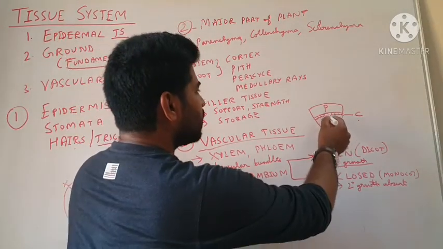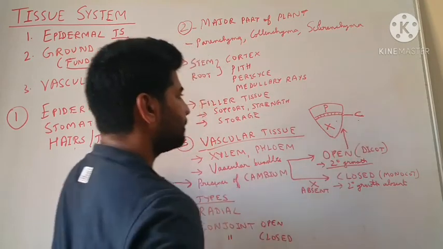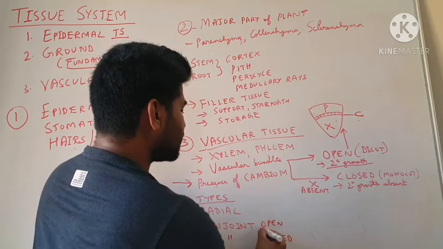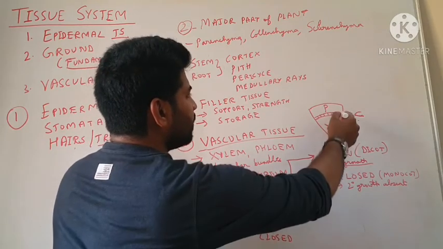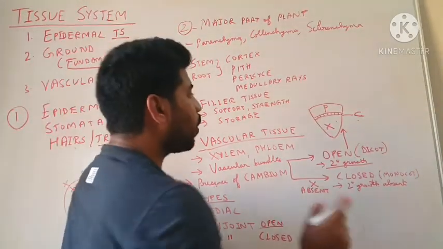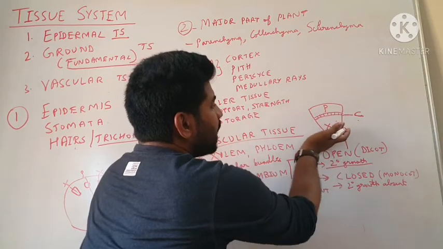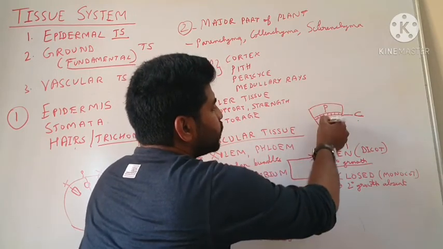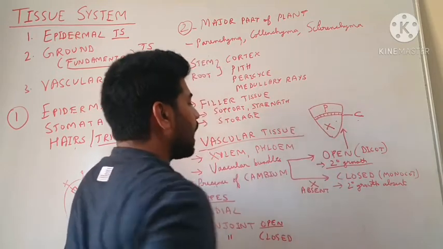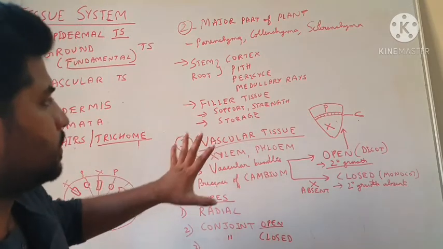If the xylem and the phloem are separated by the cambium layer, it is called conjoint open. If the cambium layer is absent, then it is called conjoint closed. And always the phloem tissue is present outside the xylem tissue. Xylem tissue is present inside, whereas phloem is present outside. That is about the vascular tissue system.